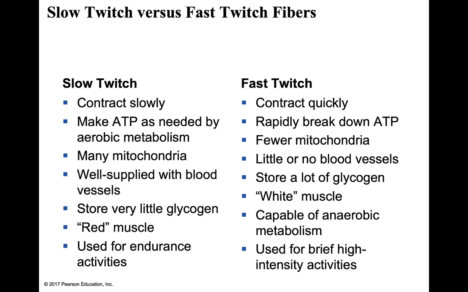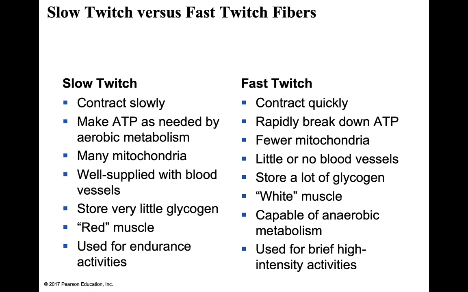Now, the opposite are going to be fast twitch fibers. So unsurprisingly, they contract very quickly. They break down ATP very rapidly. Not a lot of mitochondria. Little or no blood vessels. They store a lot of glycogen. Now, this is known as white muscle, or let's think of this as white meat in our turkey. Now, what we're seeing here, they're primarily producing ATP anaerobically. Now, fast twitch fibers can be used for brief, intense activities.